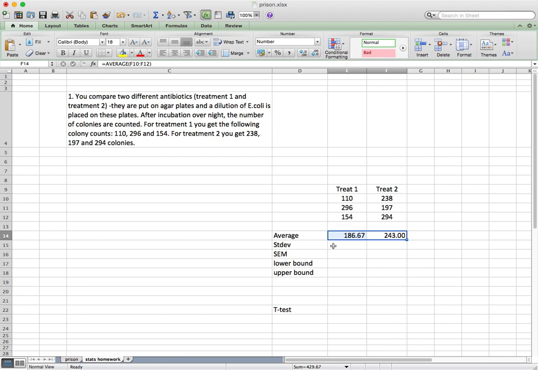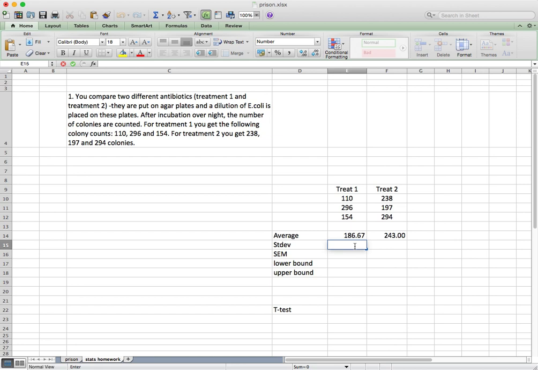Now for the standard deviation that we want to calculate for these different treatments, we need to be careful, because what we really want is to treat these as samples. They are not the population standard deviations. They are simply samples of a really huge, almost infinite amount of samples that we could do. So we need to do the sample standard deviation.